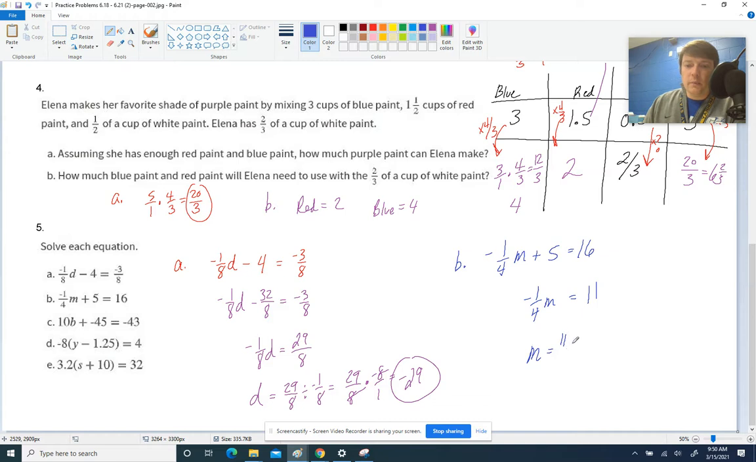And to get rid of the negative 1/4 that's being multiplied by our m, we're going to do 11 over 1 divided by negative 1/4. So we're going to do keep, change, flip, and we're going to get negative 44 over 1. When we multiply, 11 times negative 4 is negative 44. And that is enough help, I think. The rest of those you can do on your own. The last two, you want to divide by the 8 and the 3.2 first because you get these groupings. So that's a little helpful tip for you there. But that finishes up our homework, page 2.